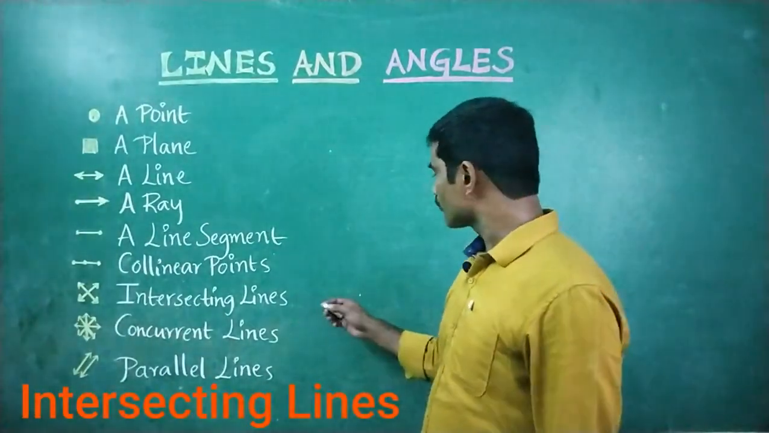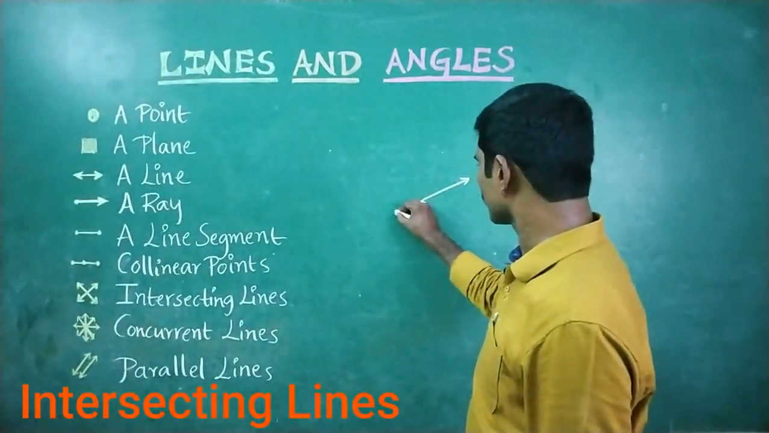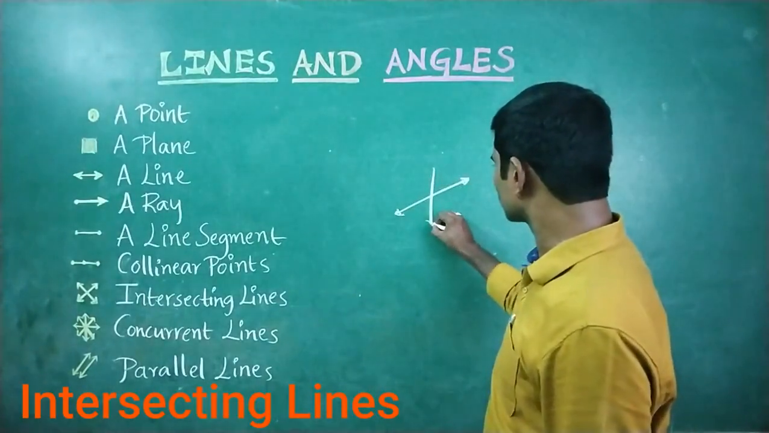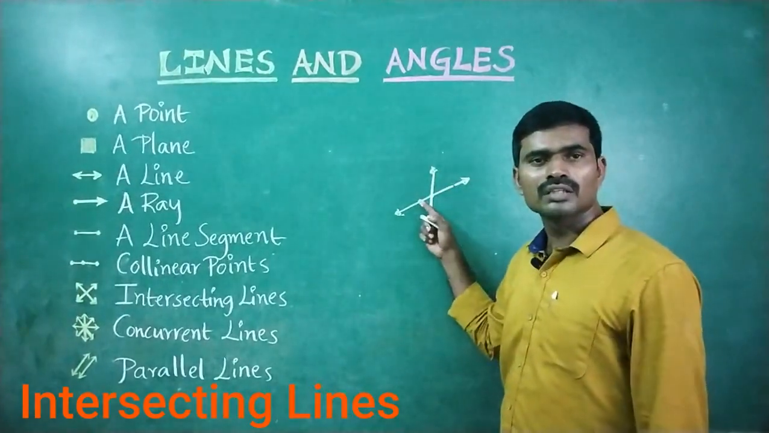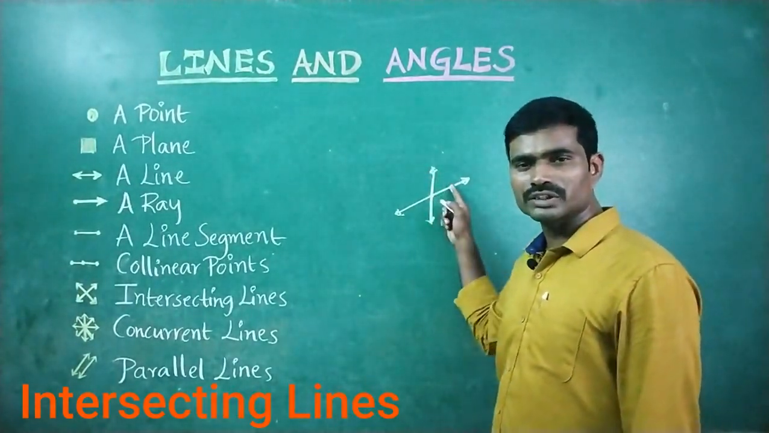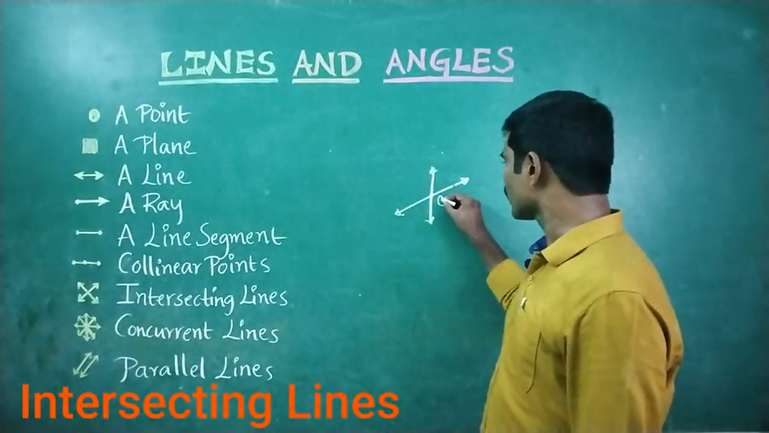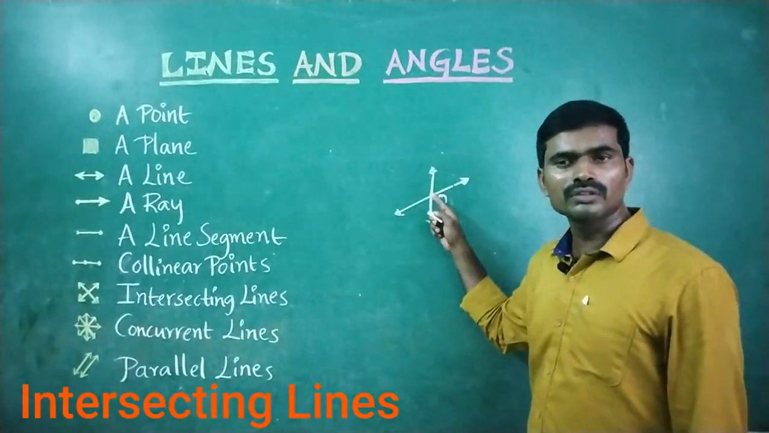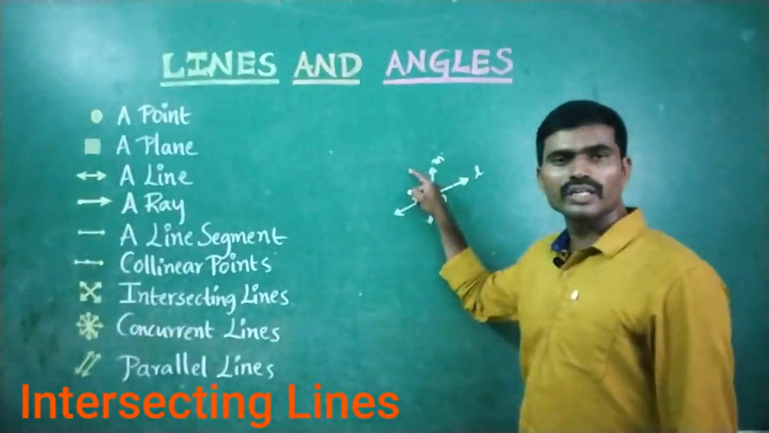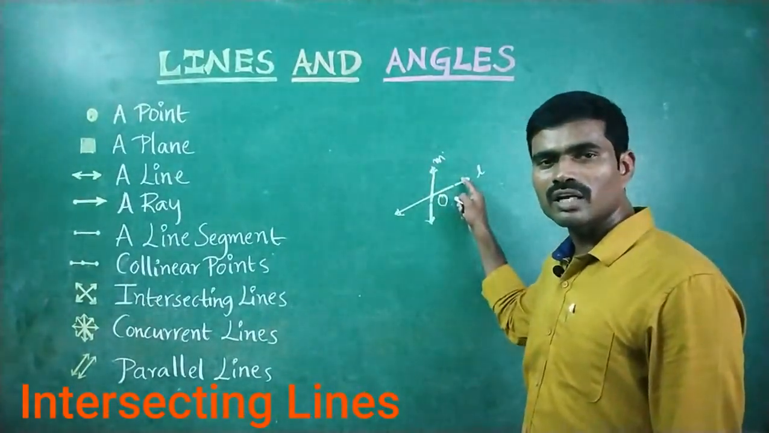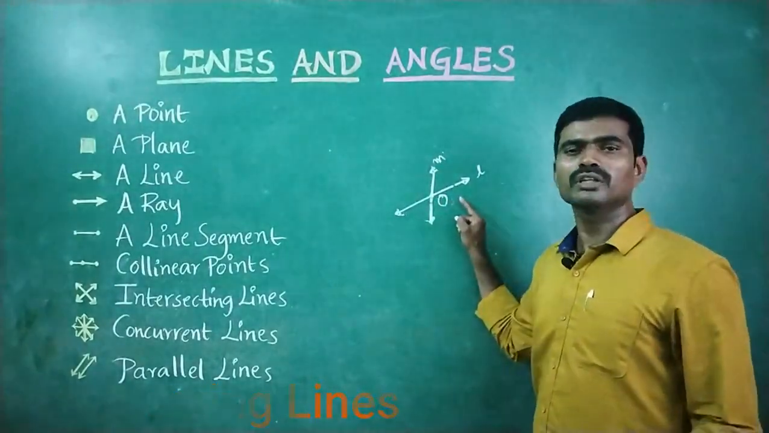Intersecting lines. If two lines meet at a point, then these two lines are said to be intersecting lines, and this point is said to be the point of intersection. So here L, M, these two lines are said to be intersecting lines, and this point is said to be the point of intersection.